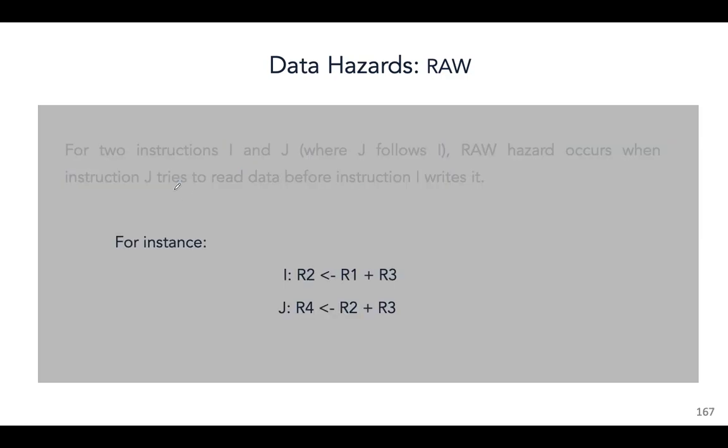For instance, if we have instructions like these, first I occurs, then J occurs. Now what's happening in I? R1 plus R3 moves to R2, and in J, R2 plus R3 moves to R4, right? So this register is going to be used here. But what happens if I hasn't finished writing its data and J tries to read it? Then a RAW hazard occurs.